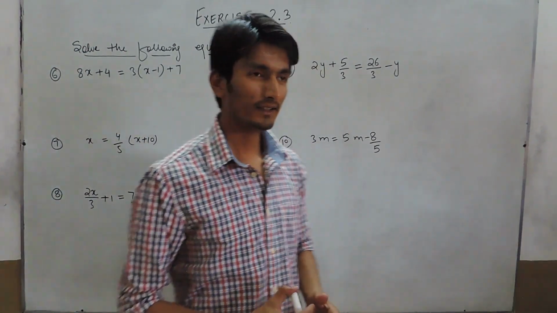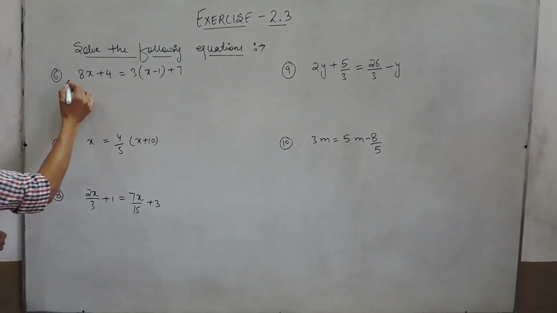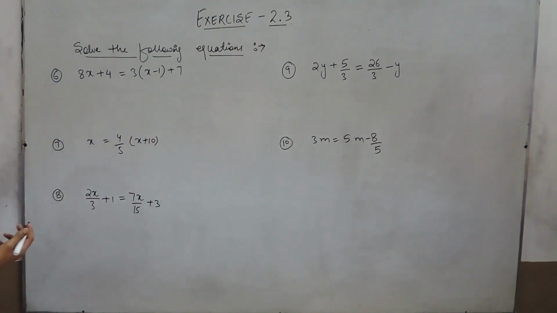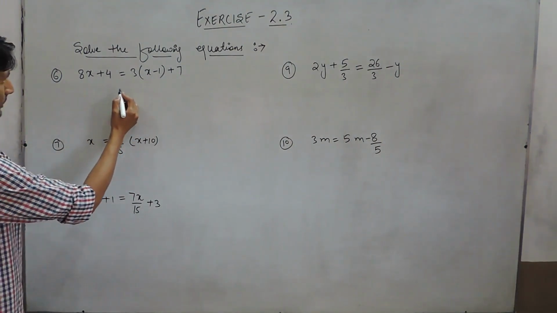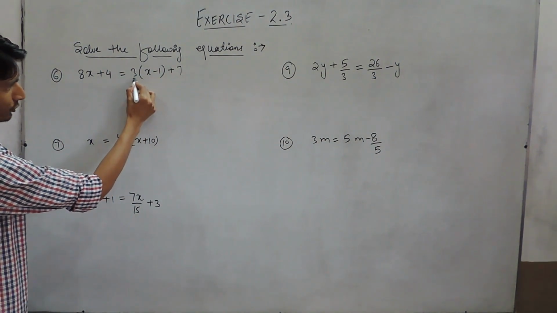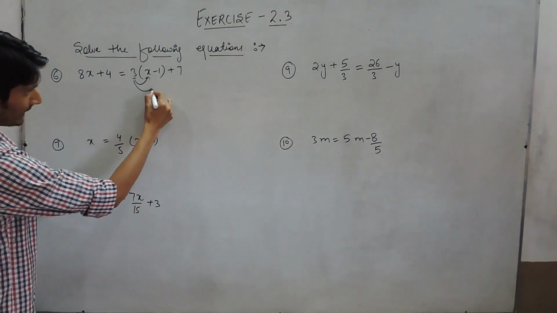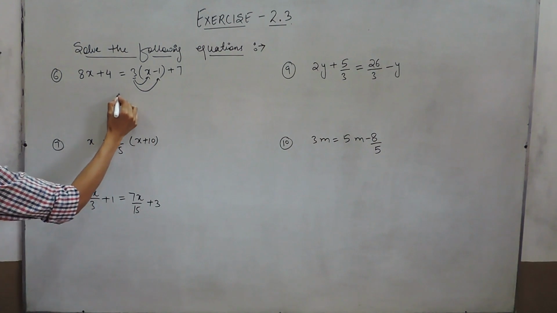Hello everyone, in this video we are going to solve these questions of exercise 2.3. In question number 6 it is given that this equation and you have to solve this. In doing so, firstly we have to open this bracket. For that we have to multiply this 3 with this term and also with this term.